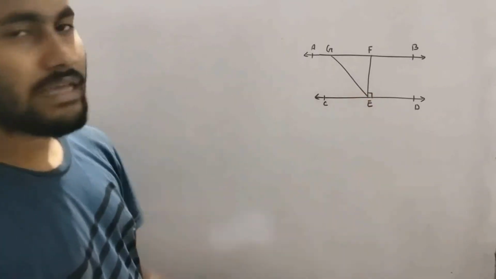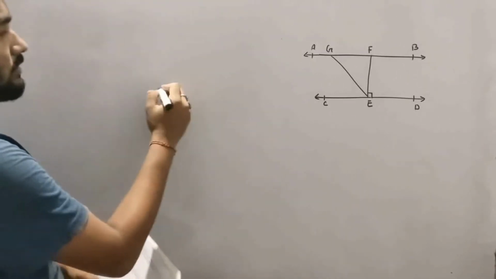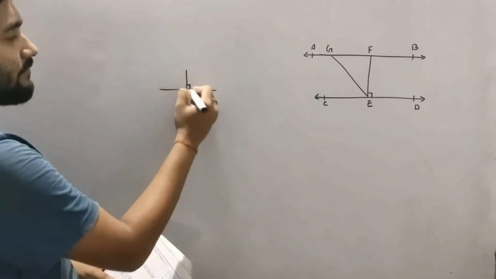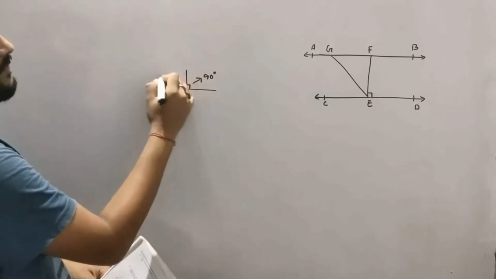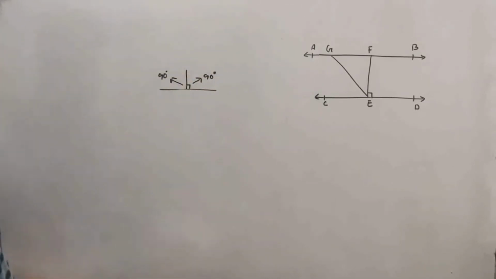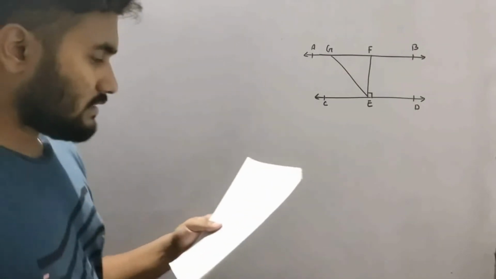If this side angle is 90 degrees, then this side angle will also be what? 90 degrees, okay? Understood? Very simple, this side will also be 90 degrees, okay? Very simple, 90 plus 90 will be 180, okay? So what else is given?